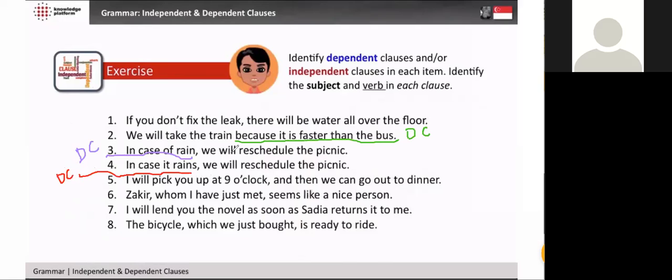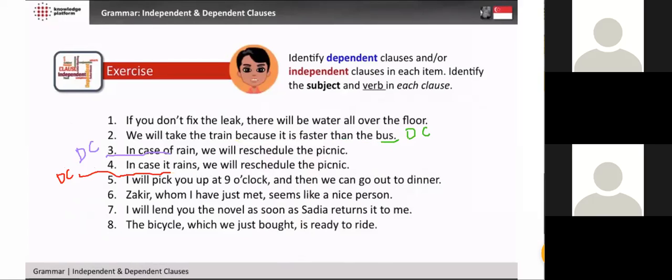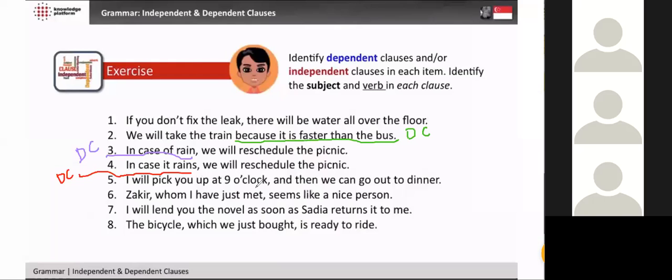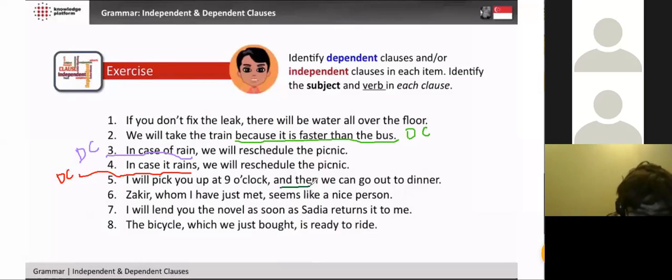हाशिर, नंबर 5 प्लीज. Hashir? Yes, ma'am. Number 5. Ma'am, I will pick you up at 9 o'clock is independent clause, and then we can go out to dinner is dependent. Oh, sorry. And then we can go out is the dependent clause. Very good.